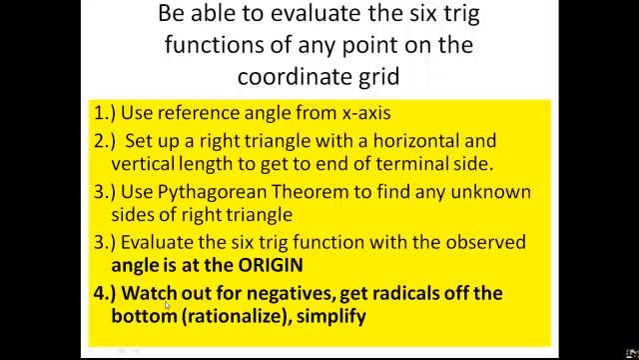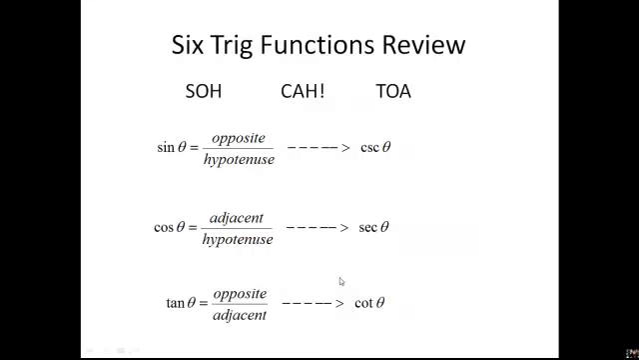Okay, so we crossed out that step number 1. Now we're still going to use reference angles from the x-axis. We're still going to set up a right triangle with horizontal and vertical length to get to the end of a terminal side. We're going to use the Pythagorean theorem to find any unknown sides of a right triangle, and just as a review, that's a squared plus b squared equals c squared. So in other words, a leg squared plus a leg squared equals the hypotenuse squared. We're going to evaluate the six trig functions from the observed angle, and this is usually at the origin, and then we're going to watch out for negatives, set radicals, get radicals off the bottom, and simplify.